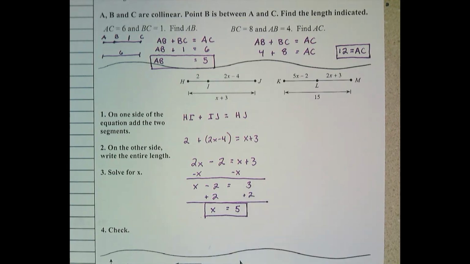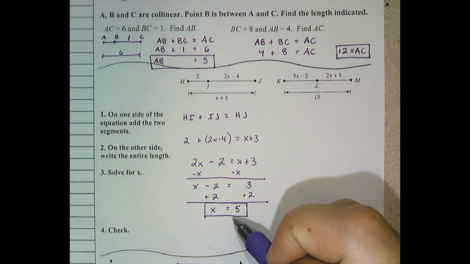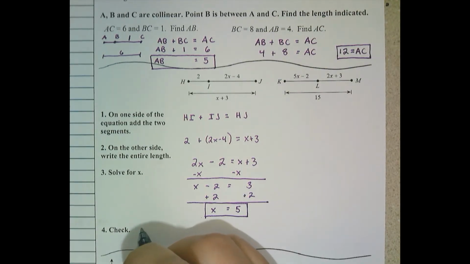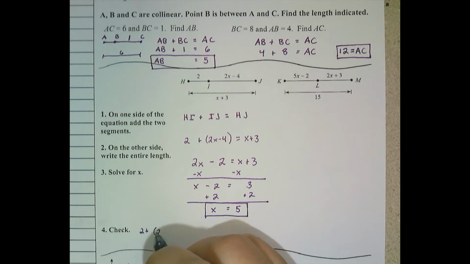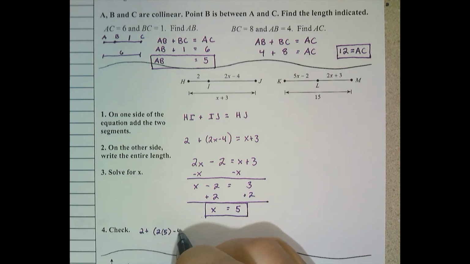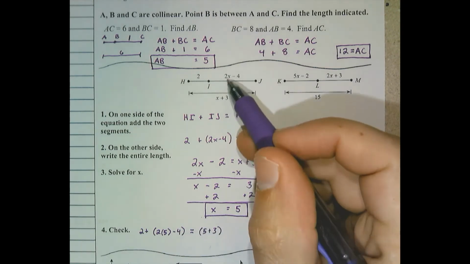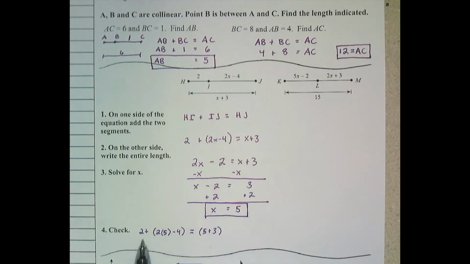Good mathematicians check their work along the way. It helps us understand that we're doing things right, so we're just going to go ahead and substitute this 5 in and see if we get a true statement. Is 2 plus 2 times 5 minus 4 actually equal to 5 plus 3? I took the x's and I replaced them with 5's, and we're going to get 2 plus 10 minus 6 is equal to 8.